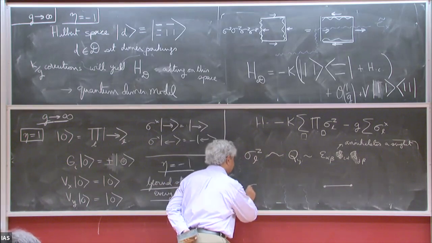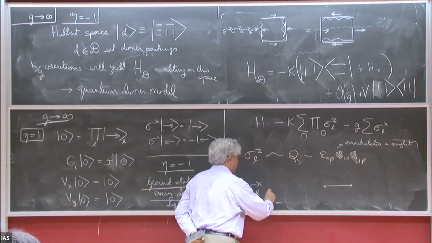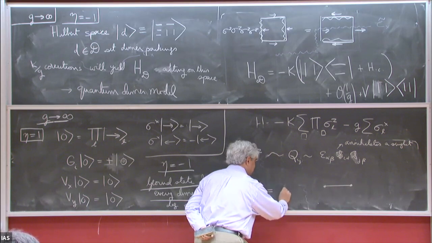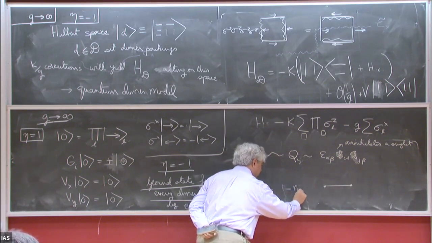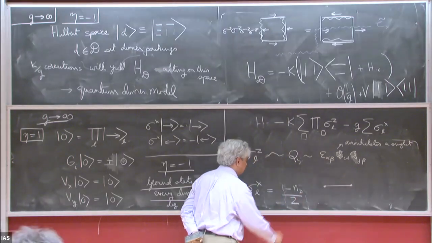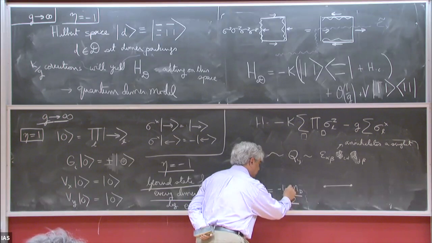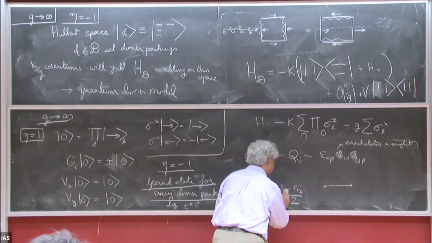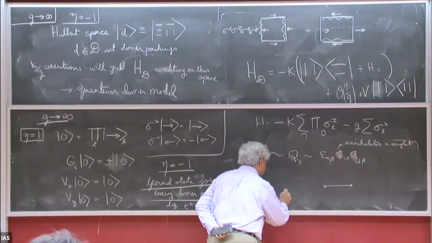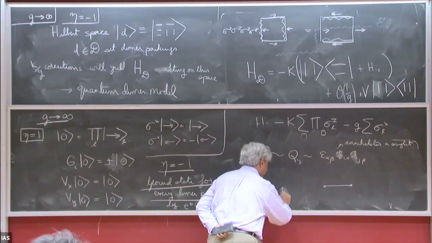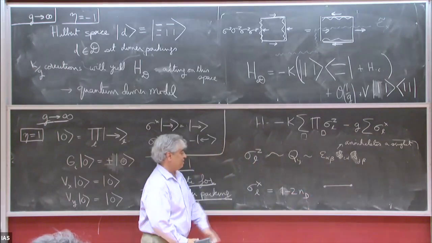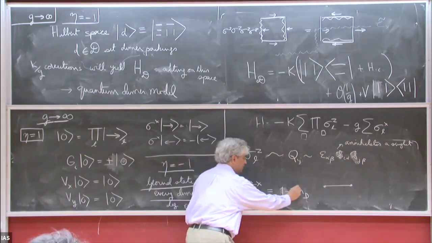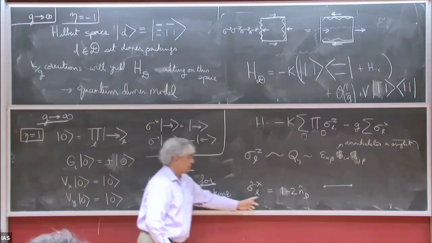Okay, and so then sigma x has to be minus one when there's a singlet, and plus one when there is no singlet. So that's one minus n_d over two. No, the other way around, right? Minus. Yeah. That's not right. It's one minus two n_d, yes. Okay. So if there's a singlet, this gives you minus one. If there's no singlet, it gives you plus one. So this is the operator identification between sigma x and whether there's a singlet or not.